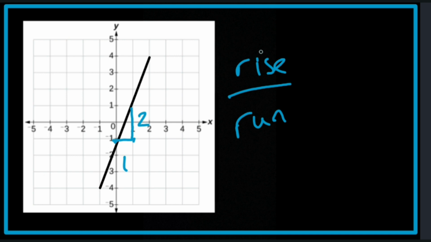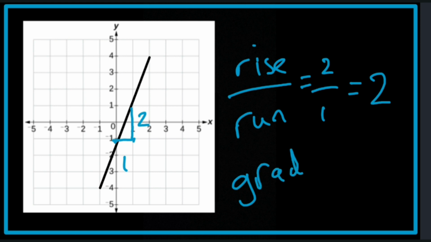Looking at this example, the line crosses the y-axis at negative 1. If we count it along, it's 1 along and it's 2 up. So that's going to be rise over run equals 2 divided by 1, which equals 2. So the gradient equals 2.